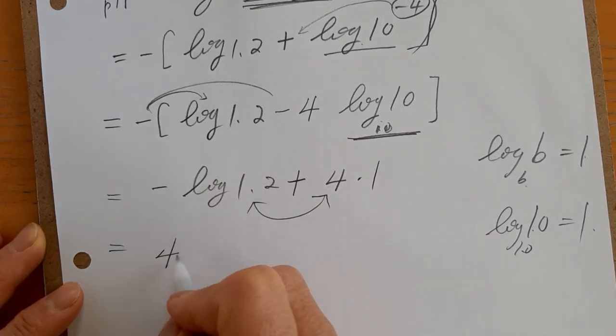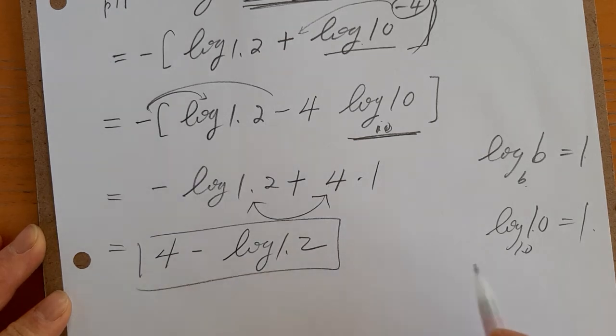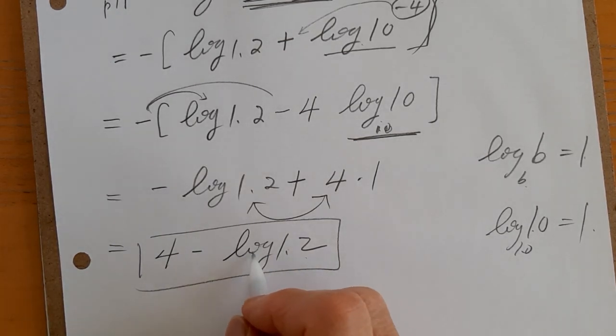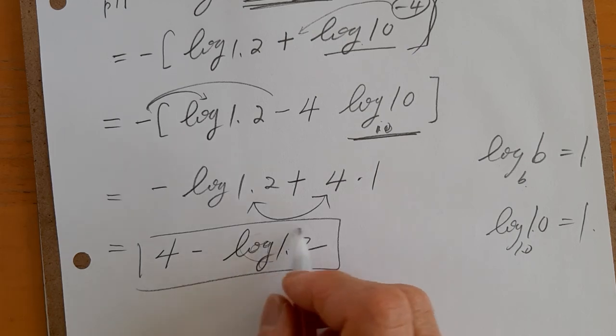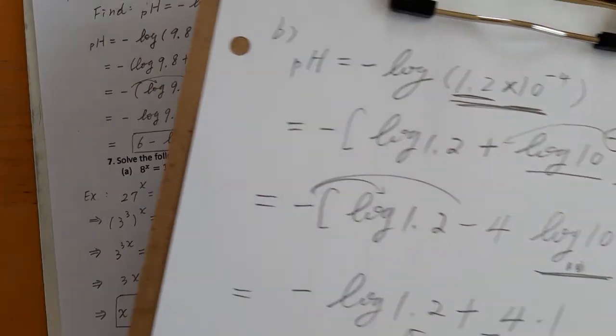Then you switch the two, and you get 4 minus log 1.2. For this log 1.2, you can use a calculator, because the calculator has this common logarithm key. You can figure it out as a decimal number and subtract from 4. But here it does not ask you to do so.